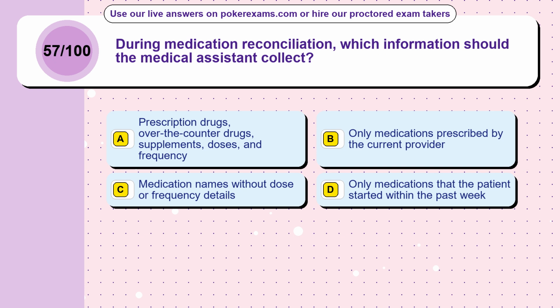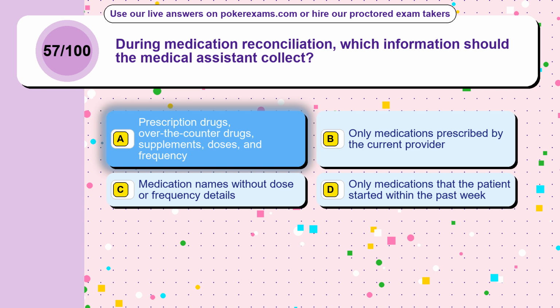Question 57. During medication reconciliation, which information should the medical assistant collect? Option A. Prescription drugs, over-the-counter drugs, supplements, doses, and frequency. Option B. Only medications prescribed by the current provider. Option C. Medication names without dose or frequency details. Option D. Only medications that the patient started within the past week.